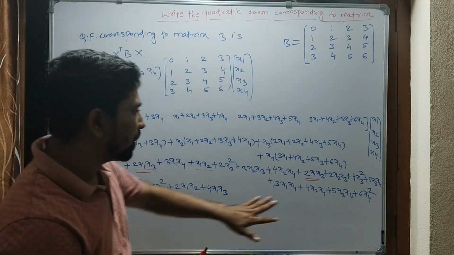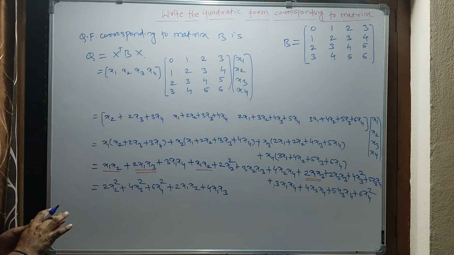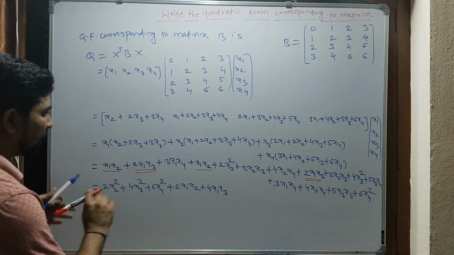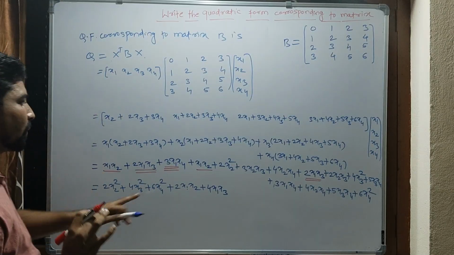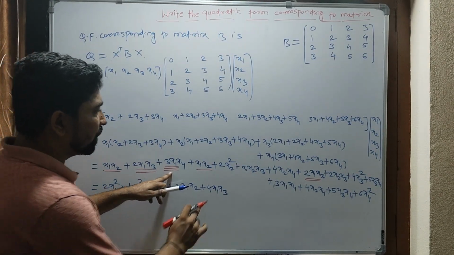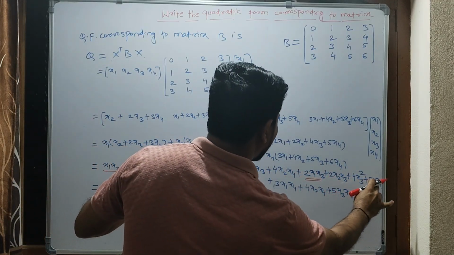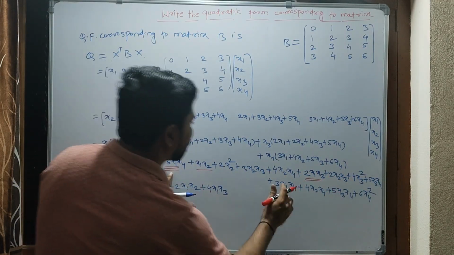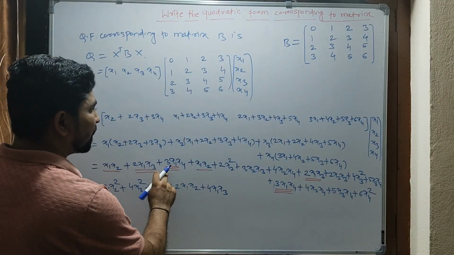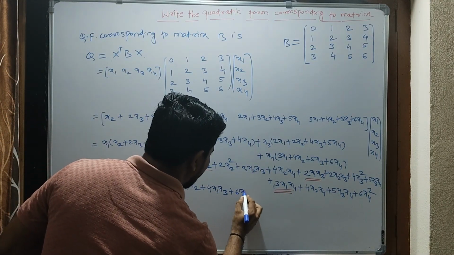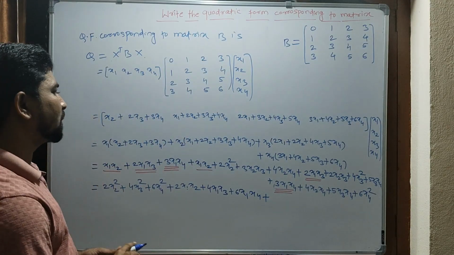Another x1 x3 is not there. Now x1 x3 is covered. Now come to x1 x4. I will make a triple underline for x1 x4. This is 3 times x1 x4. Find the other x1 x4; this is also 3 times x1 x4, with a triple underline. So this is 3 plus 3, that is 6 times x1 x4. Now x1 x4 is covered.